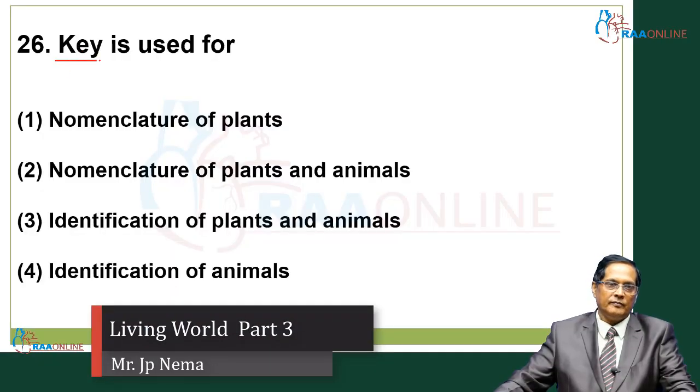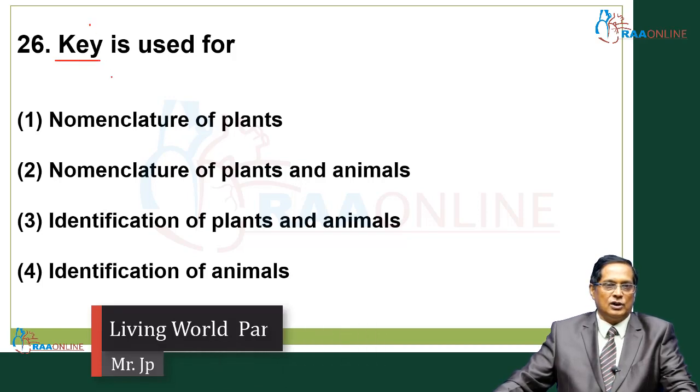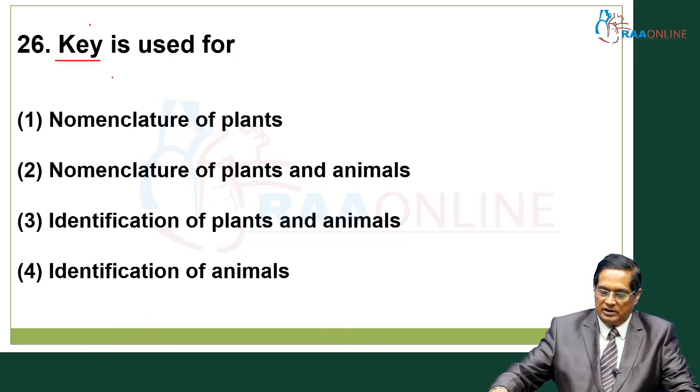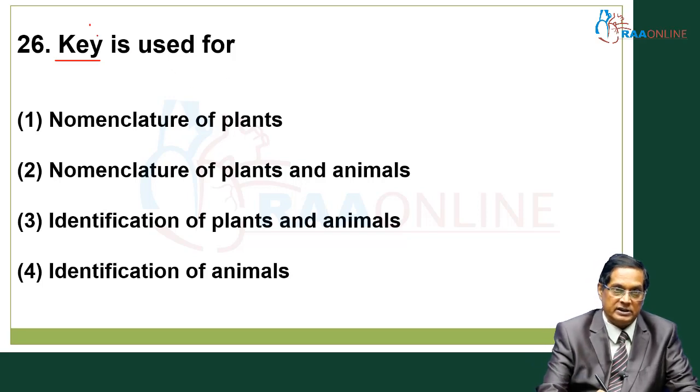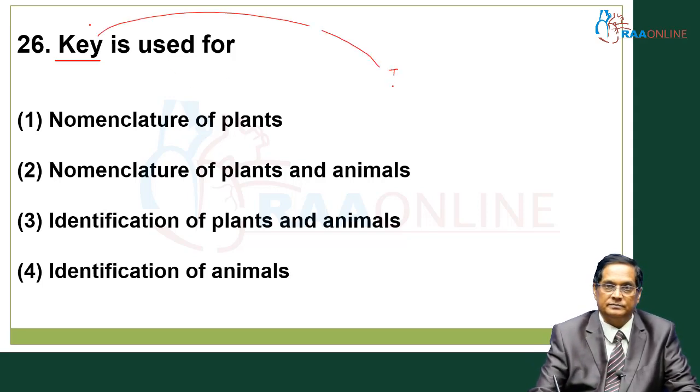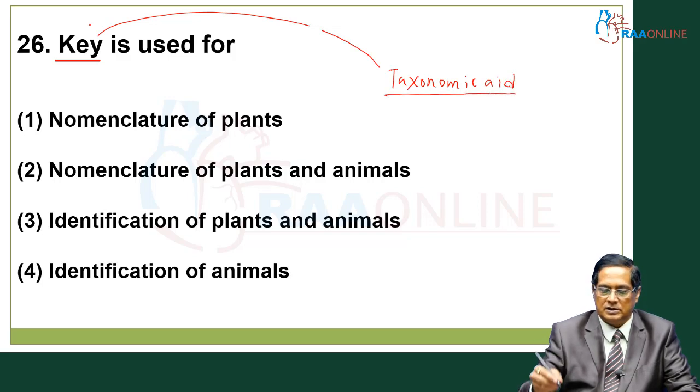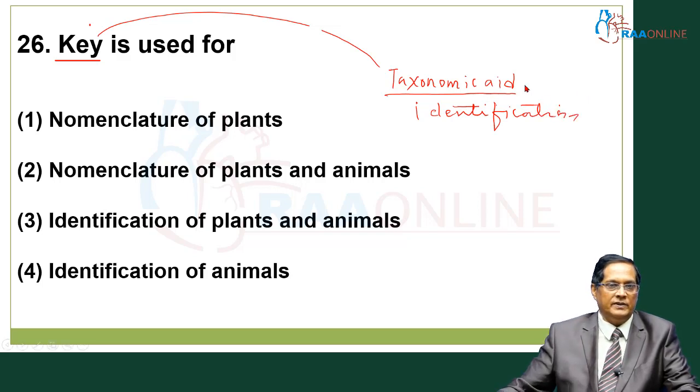Key. It is also a taxonomic aid. Key is a taxonomic aid. It is used for the identification of plants as well as animals both.